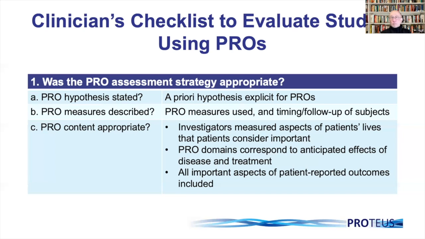Did the investigators measure aspects of patients' lives that the patients considered to be important? And did the PRO domains used in the study correspond to the anticipated effects of disease and treatment? Were all important aspects of patient-reported outcomes included? This is important to prevent biases from concerns that might have been left out of the analysis.